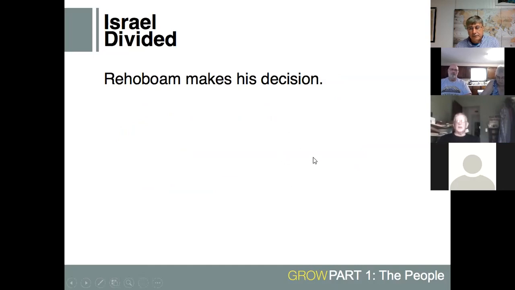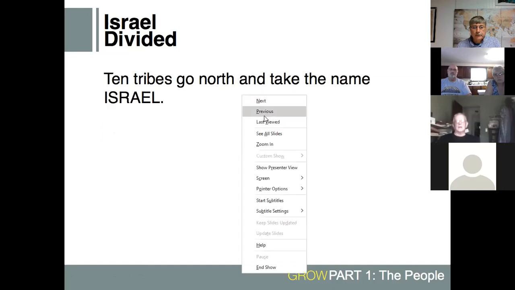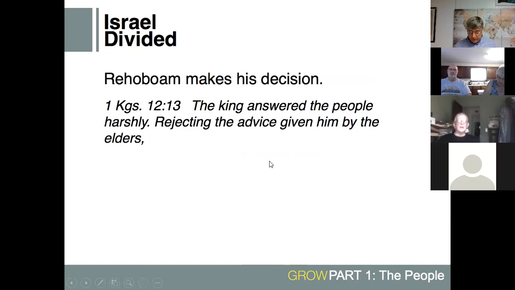He makes his decision. It kind of seems self-intuitive that you would listen to those older people that have a little bit more experience and wisdom. But 1 Kings 12:13 says, the king answered the people harshly, rejecting the advice given to him by the elders. I don't know if you've got that. I think that's in there. So Rehoboam listened to the young guys, and he told the people, I'm going to keep taxing you. Doesn't seem that smart, but I guess power went to his head.